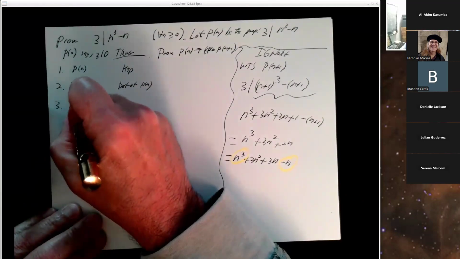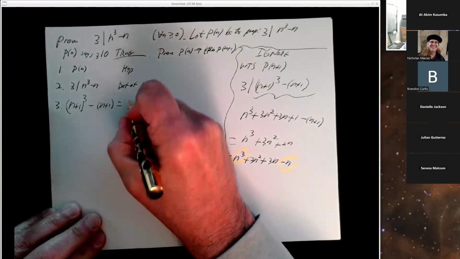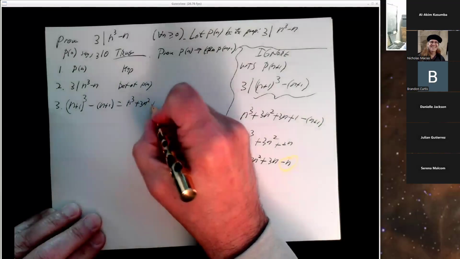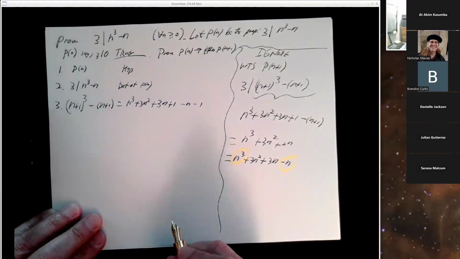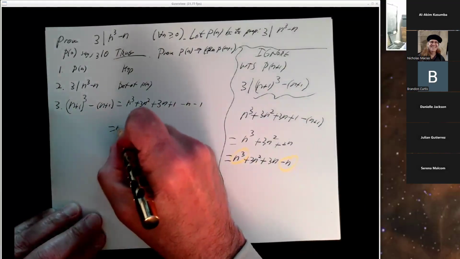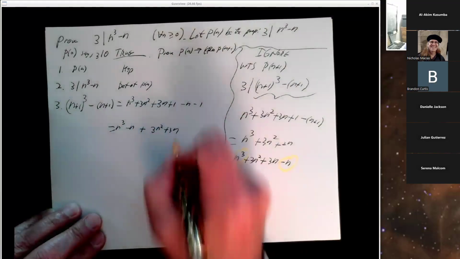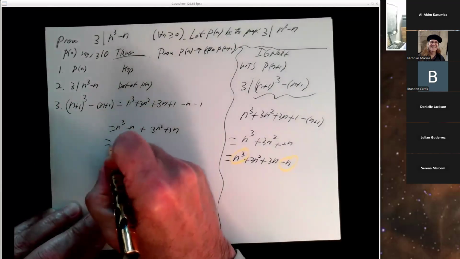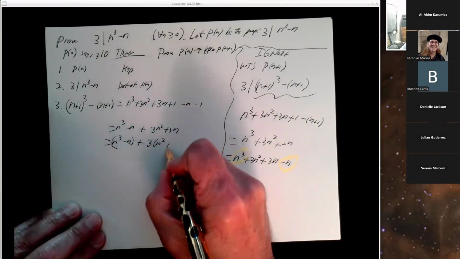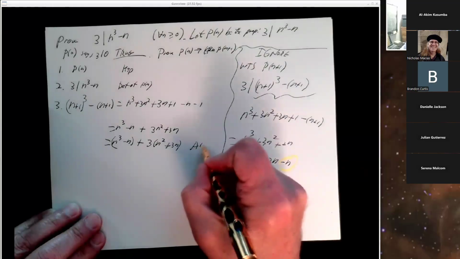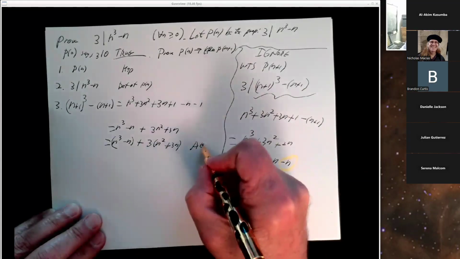So I'm going to do n plus 1 cubed minus n plus 1 equals n cubed plus 3n squared plus 3n plus 1 minus n minus 1. That's algebra. Equals n cubed minus n plus 3n squared plus 3n. The plus 1 and minus 1 cancel, equals n cubed minus n plus 3 times n squared plus 3n. That's all algebra. Yeah, that's just algebra.